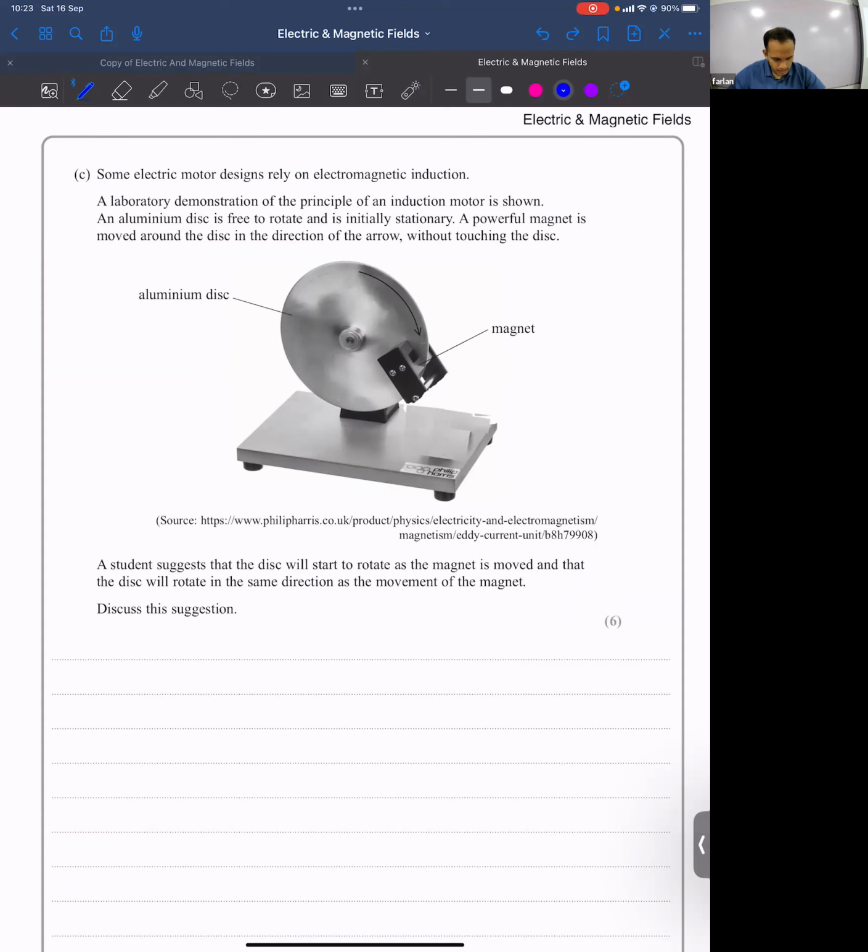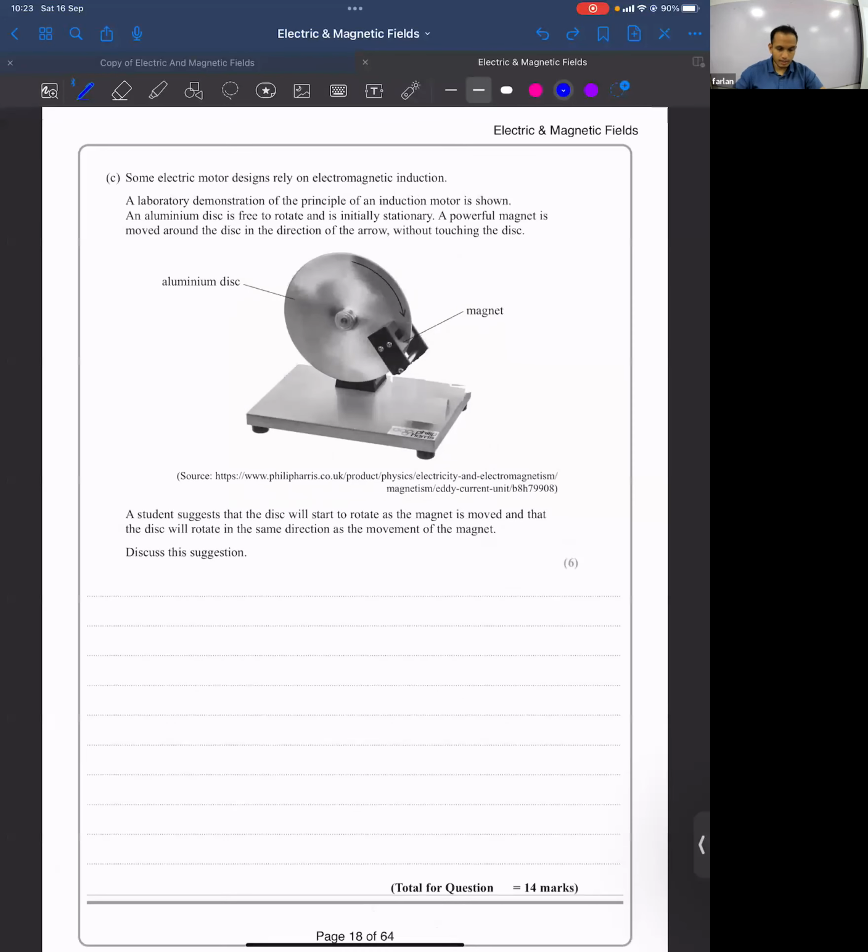A student suggests that the disc will start to rotate as the magnet is moved and that the disc will rotate in the same direction as the movement of the magnet. Discuss this suggestion. We will come back to this a bit later.